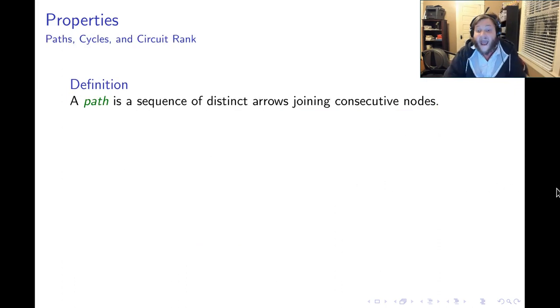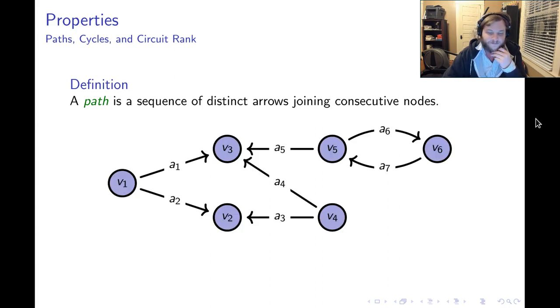What about paths? One thing people like to do is keep track of the routes one might take if they were viewing arrows as avenues to move from one node to another. So for us, a path will be a sequence of distinct arrows that join consecutive nodes. So let's look at an example here. Here we have a directed graph, and it looks like this has 6 nodes and 7 arrows.